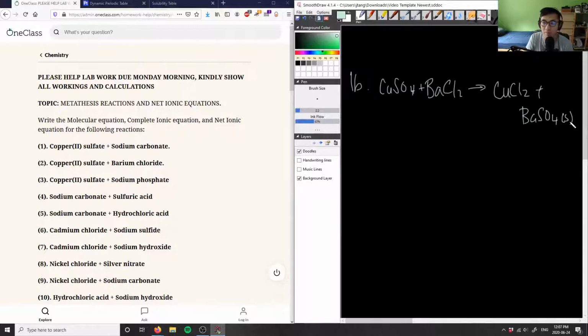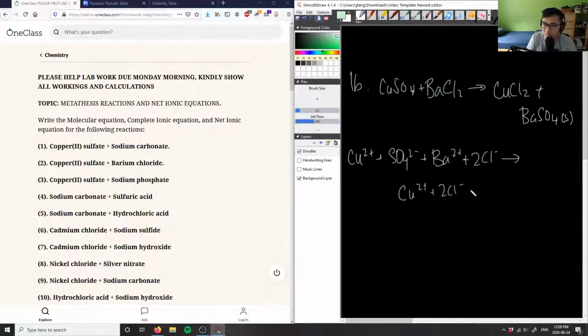And now we can break this down into our ions, right? So I'm going to have Cu2+. I'm not going to write the aqueous states here because we're going to imply that all of these are aqueous. And I'm going to have 2 Cl minuses in this case. And then this is going to yield Cu2+, 2 Cl-, plus BaSO4. And we know that that's going to be a solid because that's going to be insoluble. Now what we can do is cross some stuff out. We can cross out this copper. Copper appears in the reactants and products. Chlorine also appears in the products and the reactants.